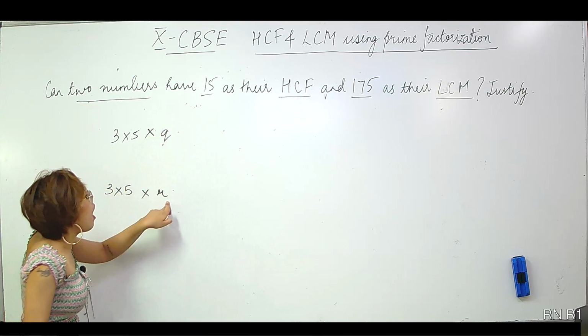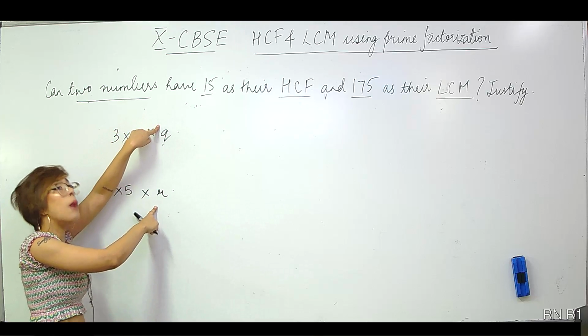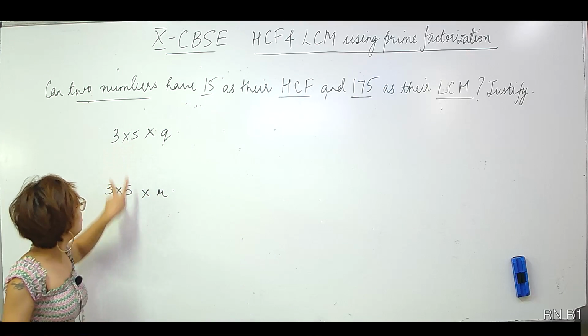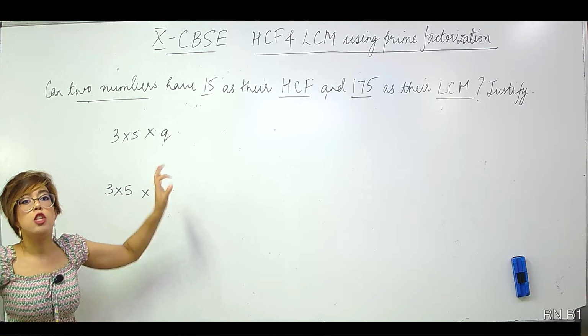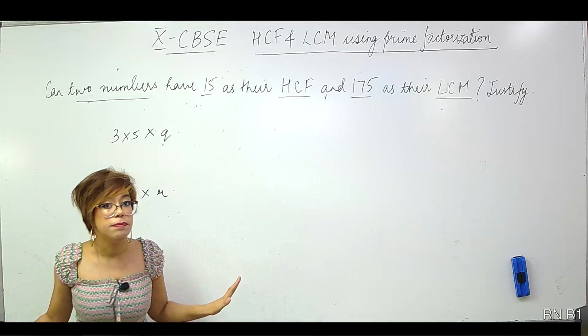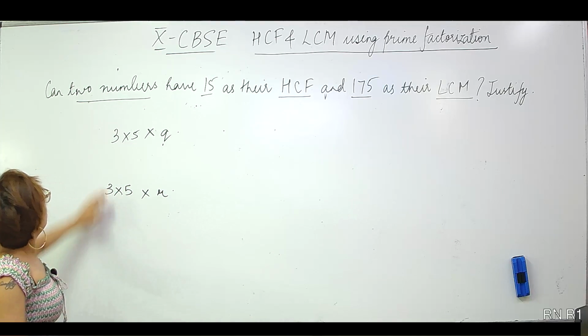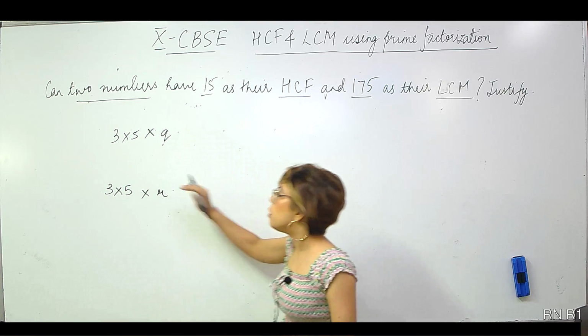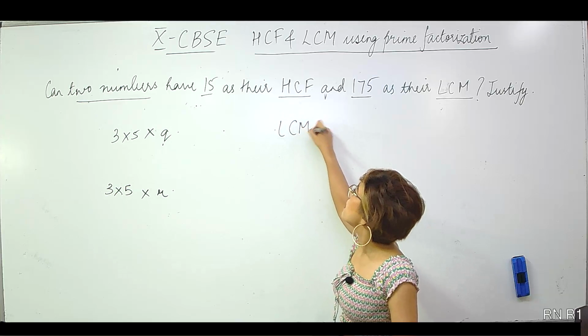Mind it, Q and R do not have any other commonality. Why? Because HCF is 15. Highest common factor is this only. Now no common factors will be there. So Q and R do not have any common prime factor. Now this was given to us. And somehow I need to check whether these two numbers can have the LCM as 175.